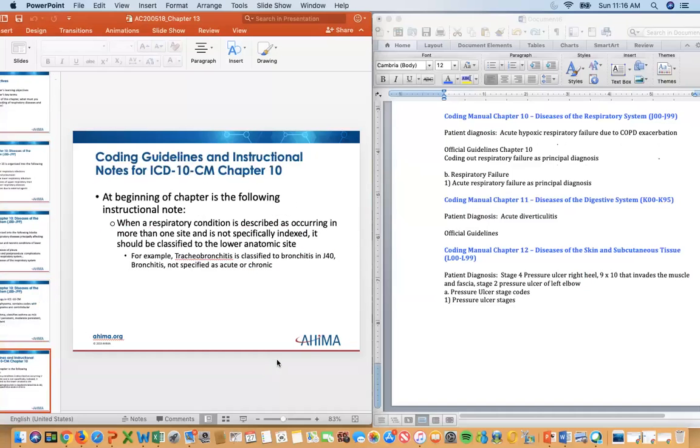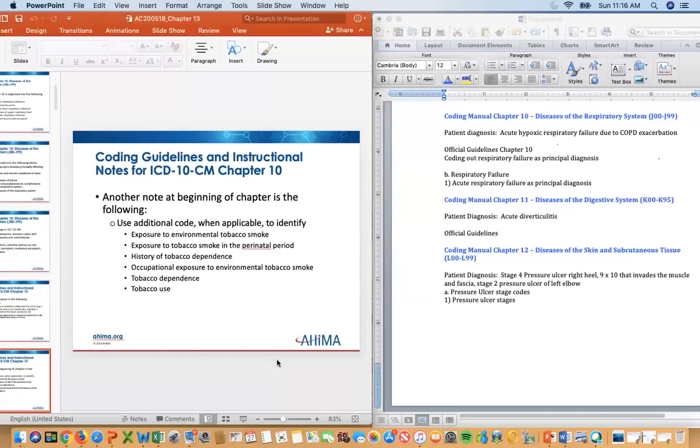So at the beginning of the chapter, the following instructional note: when a respiratory condition is described as occurring in more than one site and it is not specifically indexed, it should be classified to the lower anatomical site. So for example, tracheobronchitis is classified just to bronchitis, the J40, bronchitis not specified as acute or chronic. That's something you could either wait for the physician to tell you: do they have a history of this, is this an acute condition, etc.